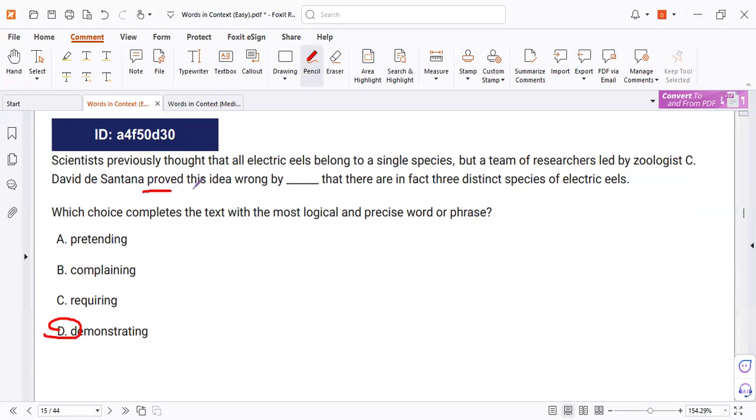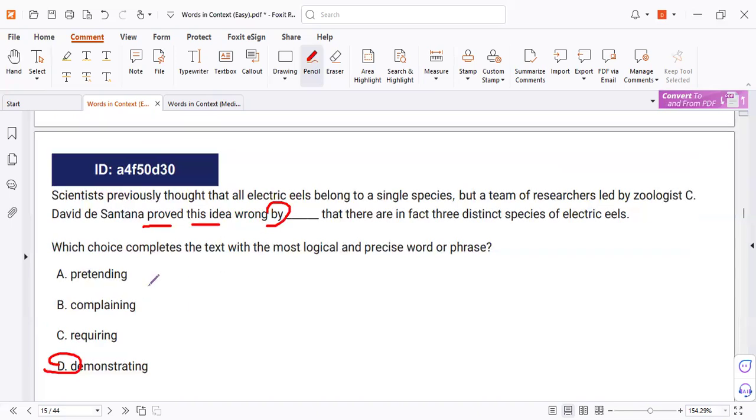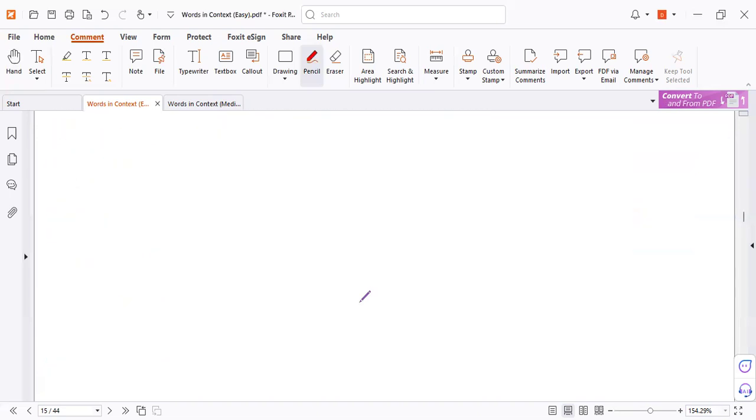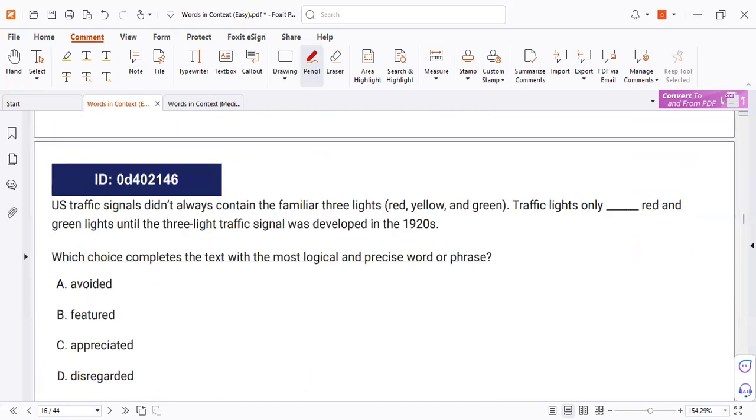He proved the idea by what? How did he prove it? Did he complain? No. Did he require or need or ask a request? No. Pretending? No. But showing. Demonstrating means showing evidence, exhibiting evidence. And that is the evidence. See that? Right. Next number.